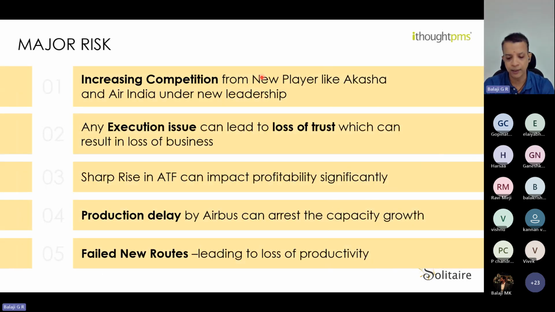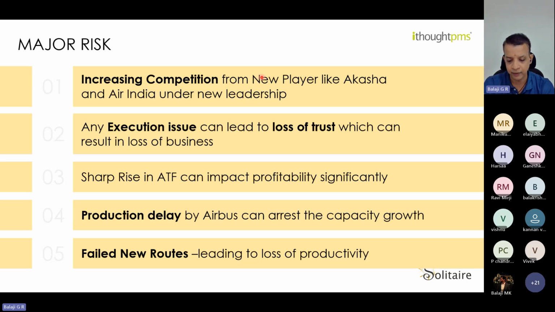Having spoken about how well they have executed and how good the strategy was, now let's see the major risks in this business. Inherently it's a very, very tricky business, very difficult business. The first is competition. Now you have a new competitor like Akasa, and obviously Air India with new leadership is gaining market share. This will become even more interesting as the competitors' capacity comes up in the next 2 to 3 years. Any execution delay can be a big problem, which can lead to loss of trust.